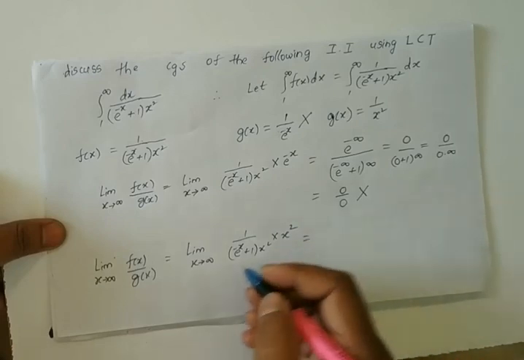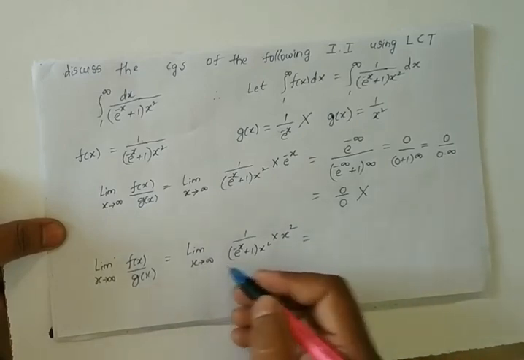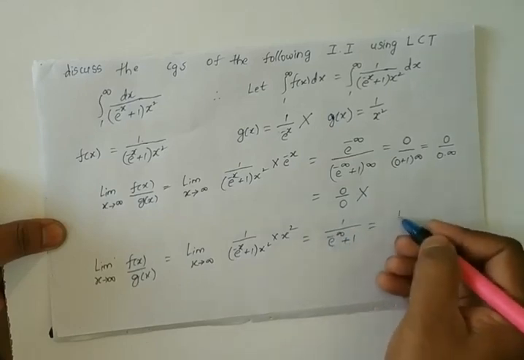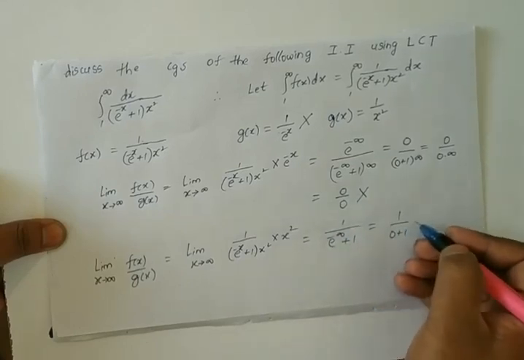Next we apply x tends to infinity. So here we get 1 by e power minus infinity plus 1. E power minus infinity is 0. So 0 plus 1, which is 1.